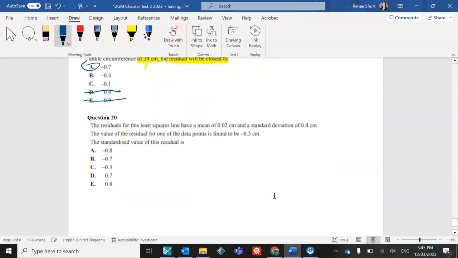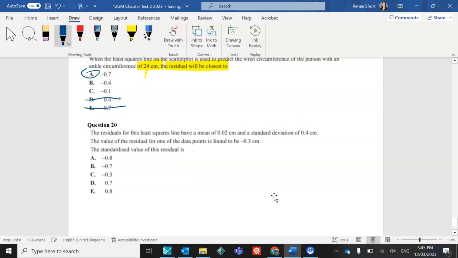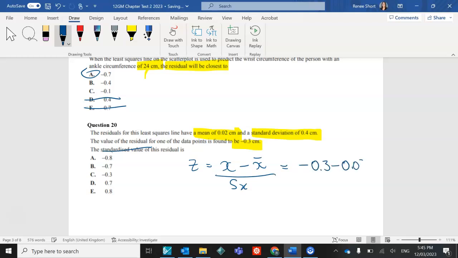Question 20, this is a normal distribution standard deviation question. It says the residuals for the least squares line have a mean of 0.02 and a standard deviation of 0.4. I could draw a normal distribution for this question, but I don't need it. It tells me that the value of the residual for one of the points is negative 0.3, and I have to find the standardized value, which means I have to find the z-score. Now, remember, the formula for a z-score means I take the actual score, I subtract away the mean, and I divide that by the standard deviation. So this is me now doing negative 0.3 minus 0.02 and dividing that by 0.4.